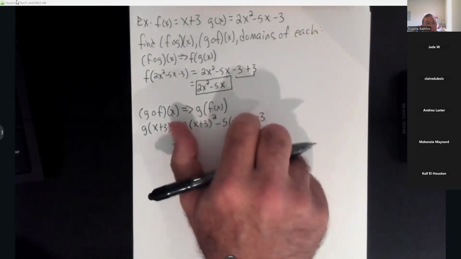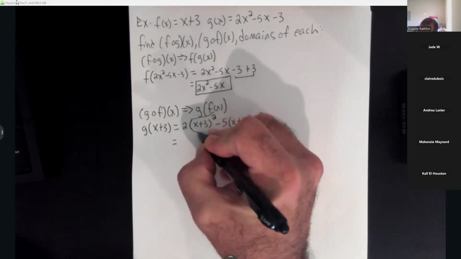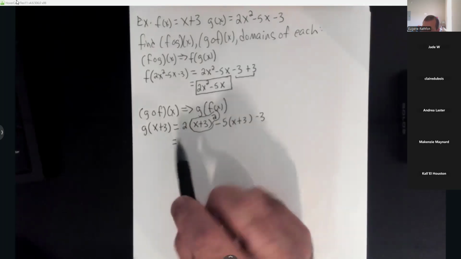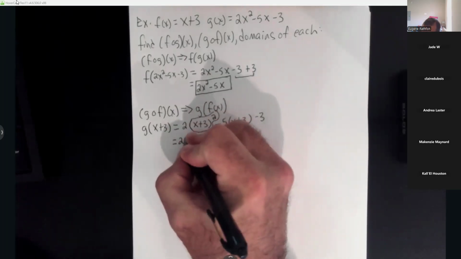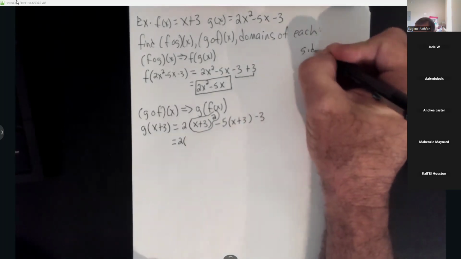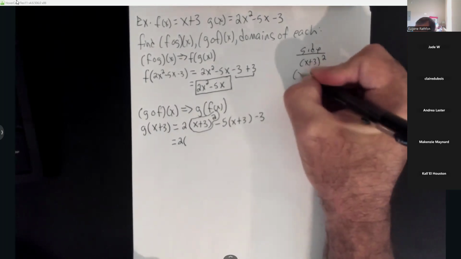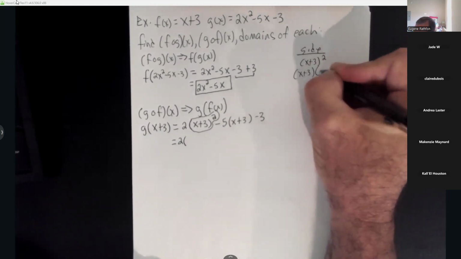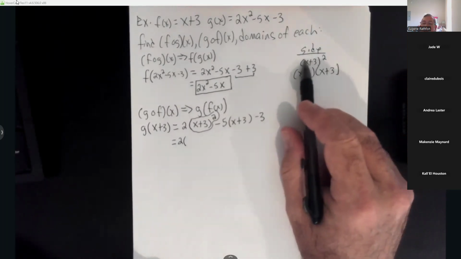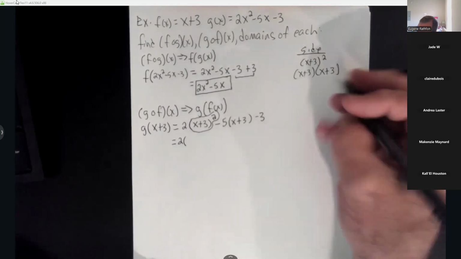So let me do this one step at a time so y'all can follow me. My first step, all I'm going to do is square the x plus 3. So I'm going to bring that 2 down. Let's do this on the side: x plus 3 squared. That is x plus 3 times x plus 3. Remember, anytime you've got a binomial being squared, you've got to write it twice and FOIL.